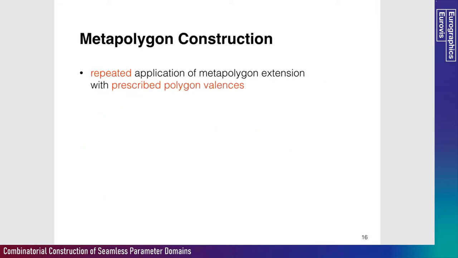With this operation of metapolygon extension at hand, we can create a metapolygon whose polygon valences correspond exactly to a given sequence of cone curvatures or singularity indices. We just start from the first single polygon and then repeatedly apply this operation.